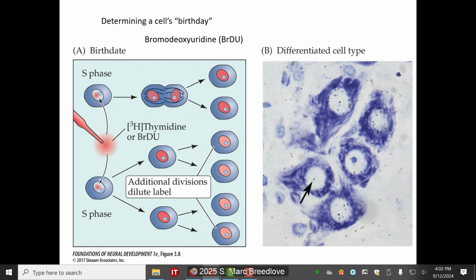Okay. So when we get back, we'll see that once people used these birth dating methods, they realized there was a very specific pattern of organization in the development of the 6 layers of the cerebral cortex. Okay? See you then.